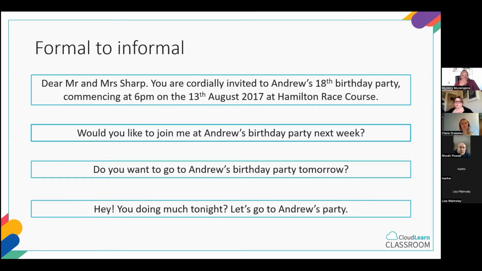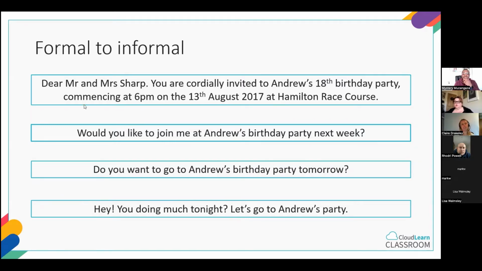So who do you imagine we're inviting with each of these quotes here? You can put your hand up and we'll let you speak, or you can chat in the chat box. But what about the top one? Who can you imagine we're inviting to Andrew's party with language like this? Anybody want to take a guess? Workmates. So Andrew's workmates, you would be inviting Andrew's workmates.